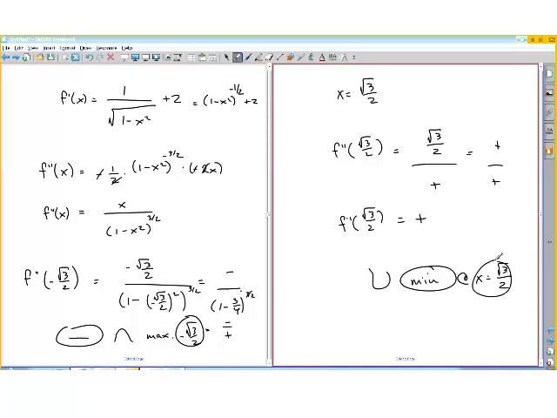Okay, so let's prove that. We're going to plot the function, which was arc sine of x minus 2x. Okay, so we'll minimize that.